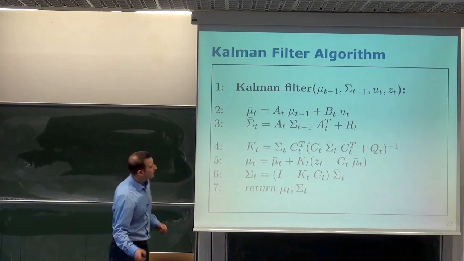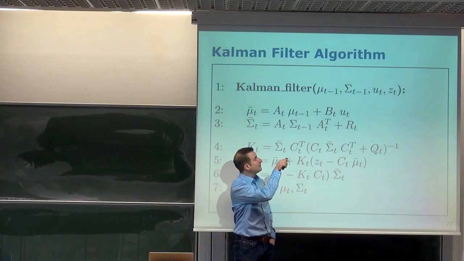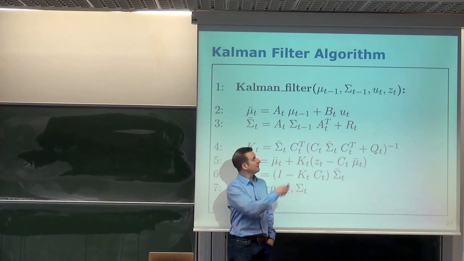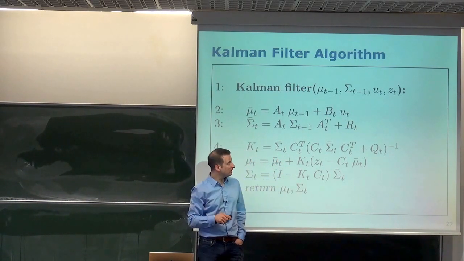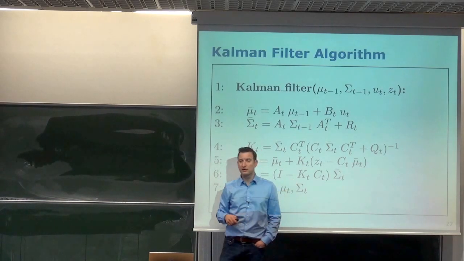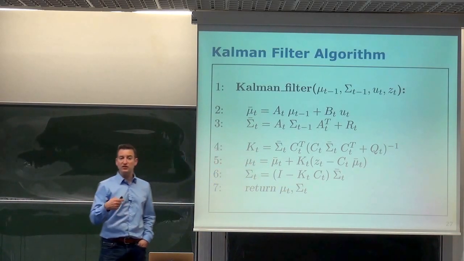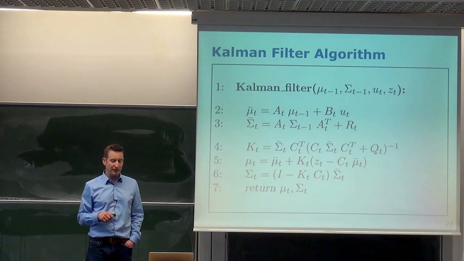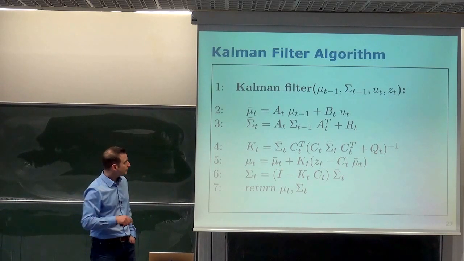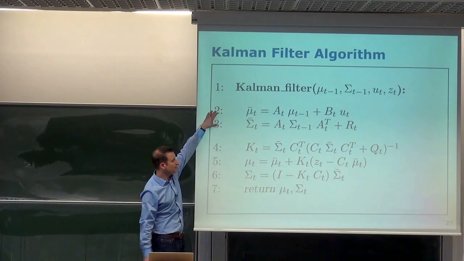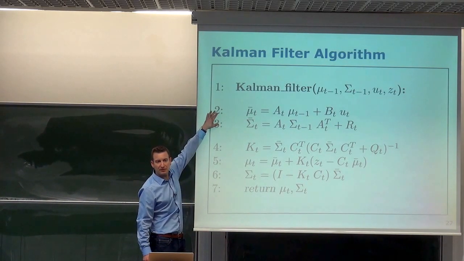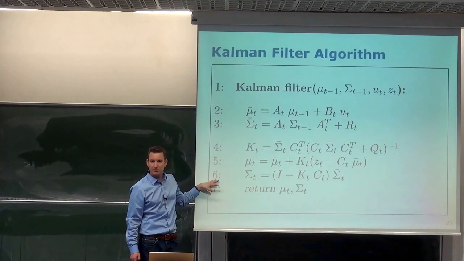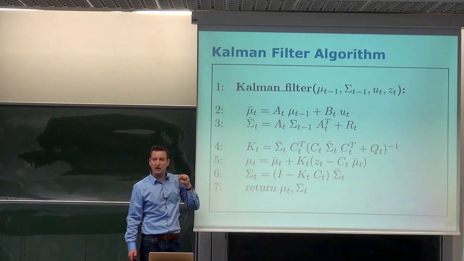So the input to our algorithm is the Gaussian parameters of the previous belief, so the previous mean and the previous covariance matrix, the motion command, and my observation. So this is the input, and the output will be the new mean and the new covariance matrix. These two lines over here are the prediction step. And these three lines are the update step. The prediction step is quite easy to see.